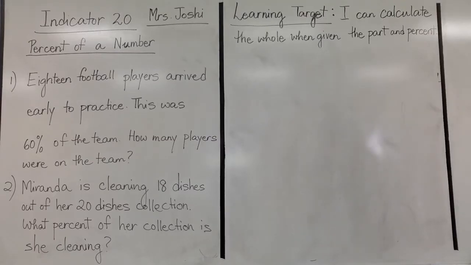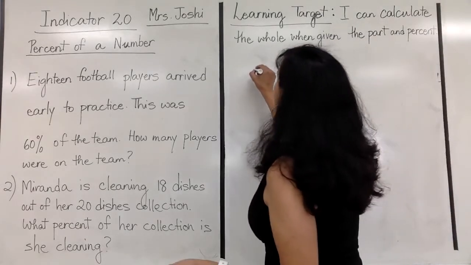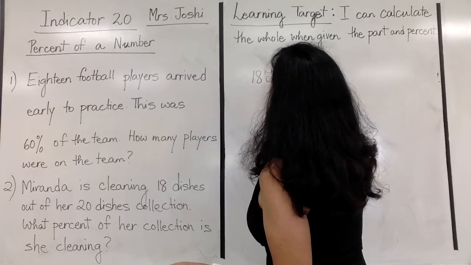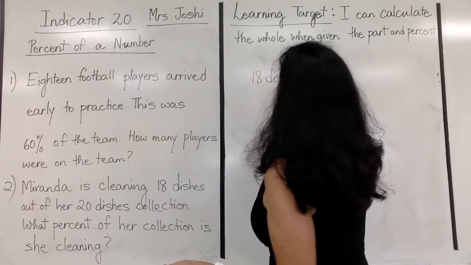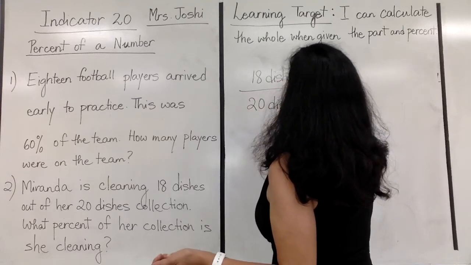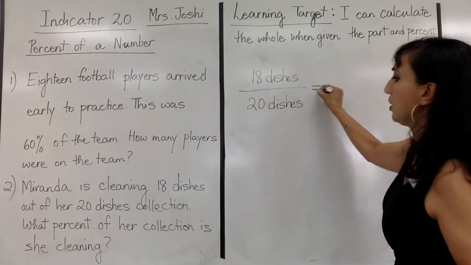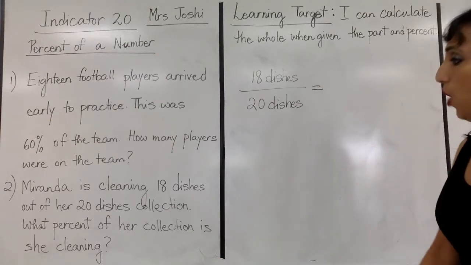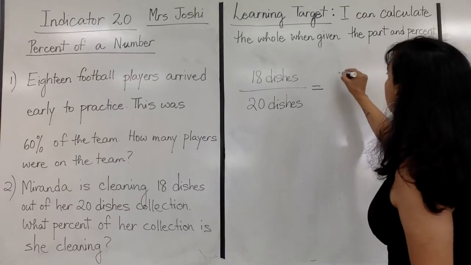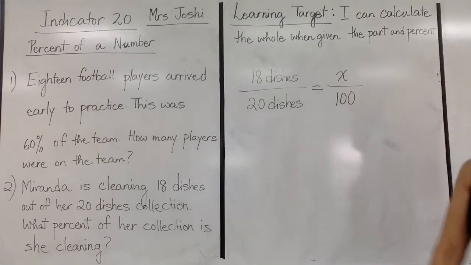So Miranda is cleaning 18 dishes out of her 20 dishes. All right, let me get to the proportion method first, okay? So 18 dishes, remember same thing over same thing, because that is how you form a proportion. 18 dishes over 20 dishes. So if you have dishes here, is equal to what percent? So we don't know this X. Percent always has a denominator of 100.